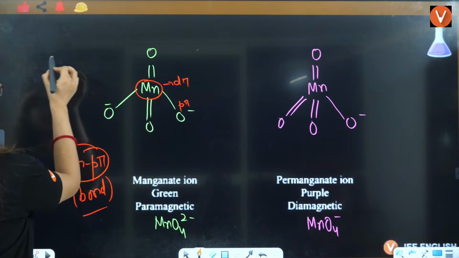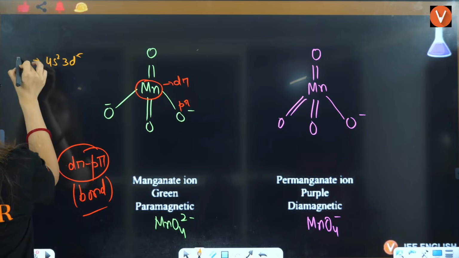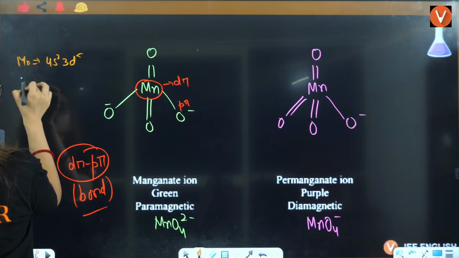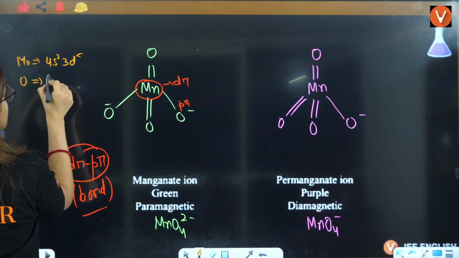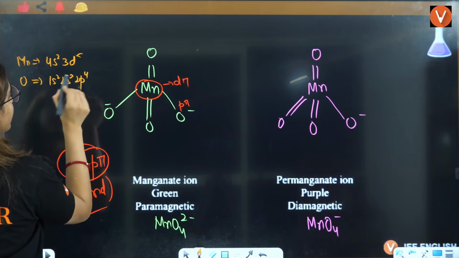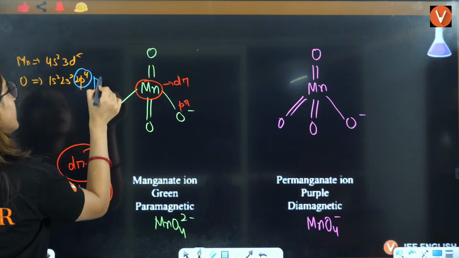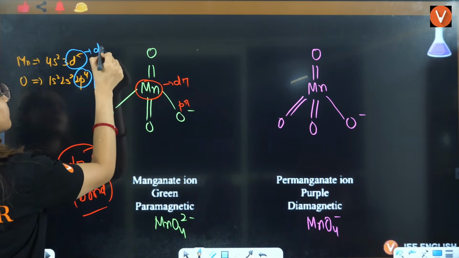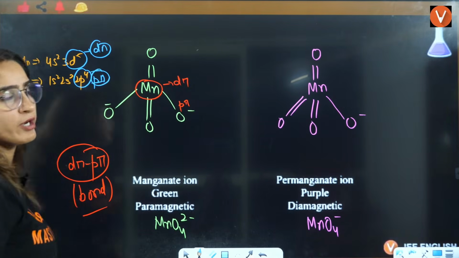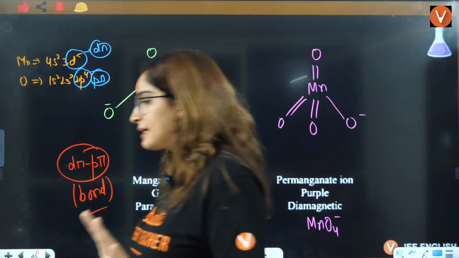But one thing you should know is 4s2 and this is 3d5. This is for manganese. And for oxygen, what you have is 1s2, 2s2, 2p4. Because of this, it has pπ. Because of this, it has dπ. That's why it has pπ-dπ bonding. Okay, this is what you can understand for now, right?